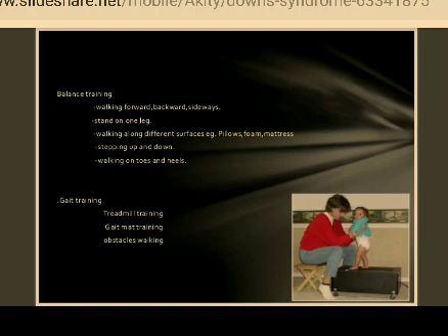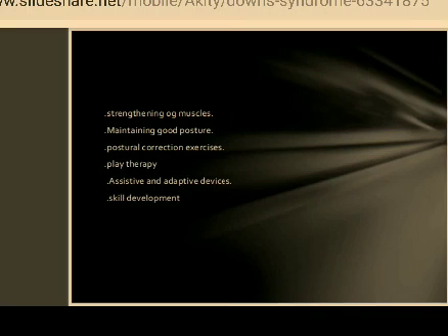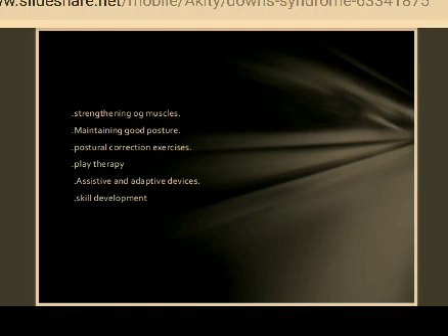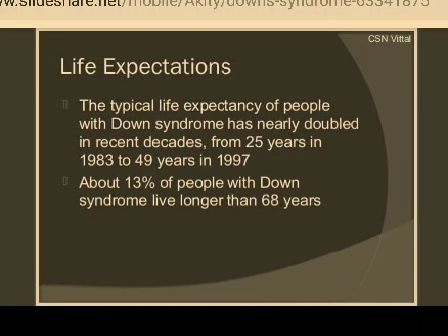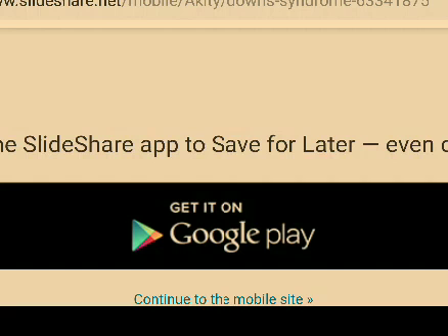Gait training: treadmill training, gait mat training, obstacle walking. Strengthening muscles, maintaining good posture, postural correction exercises, play therapy, assistive and adaptive devices, skill development. Life expectancy: the typical life expectancy of people with Down syndrome has nearly doubled in recent decades from 25 years to 49 years. About 13% of people with Down syndrome live longer than 68 years.